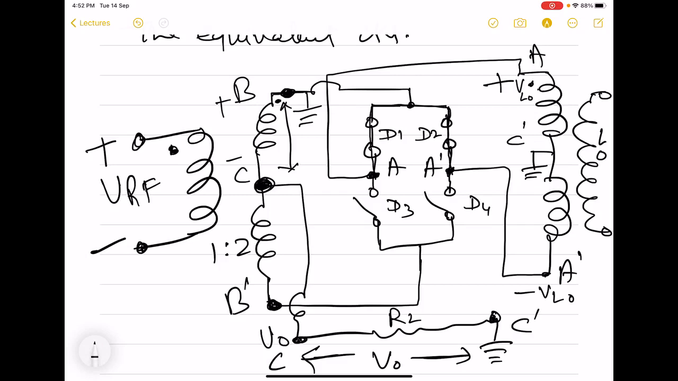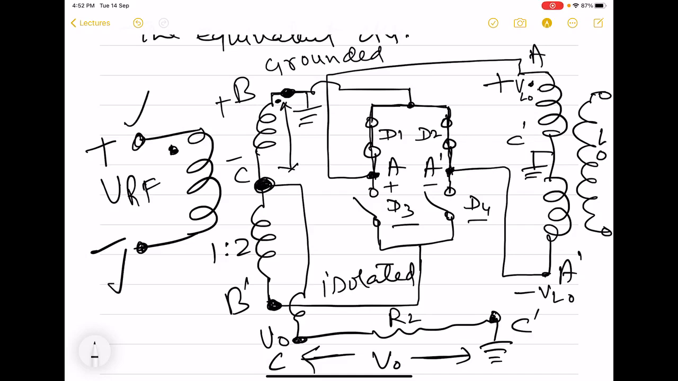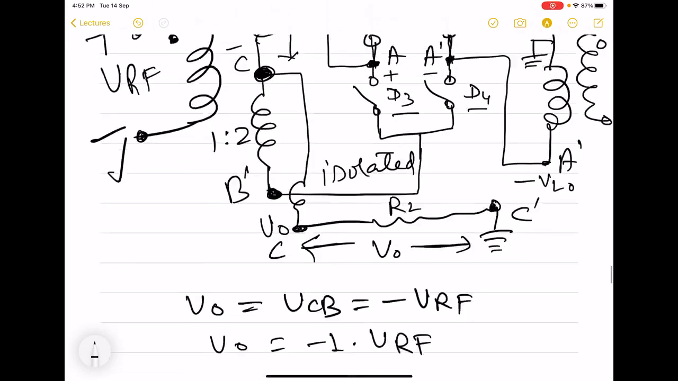In this case, B dash is isolated because D3 and D4 are open. However, B is grounded because B is connected to A and A dash, which are of opposite polarity and same magnitude. That is why LO will never be present between B and B dash, and hence it will never be present between the RF primary winding. So this is the story during the first half.